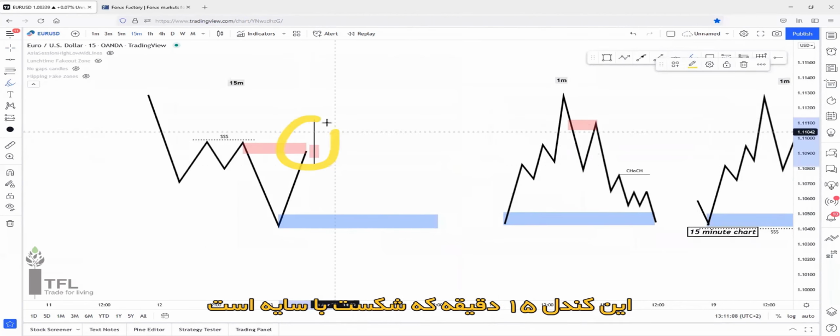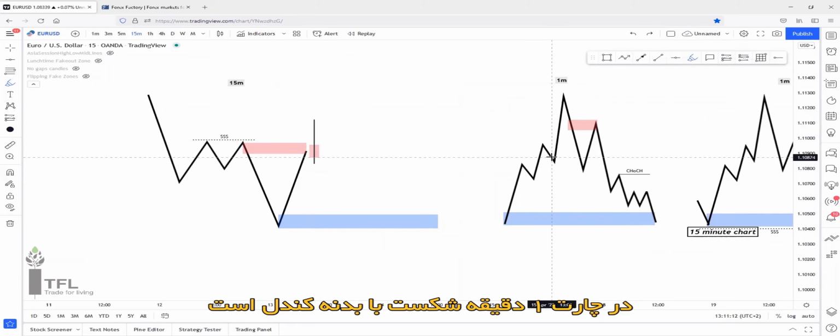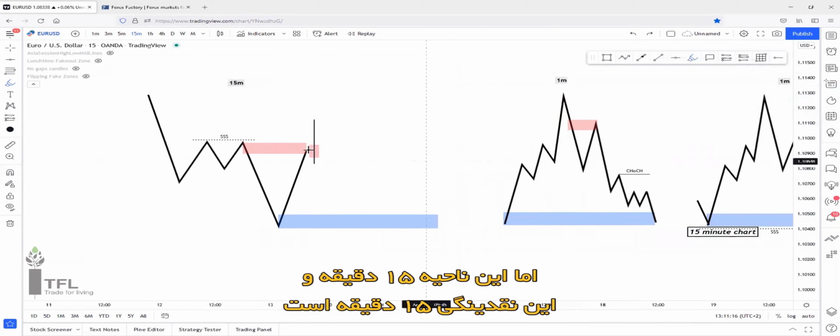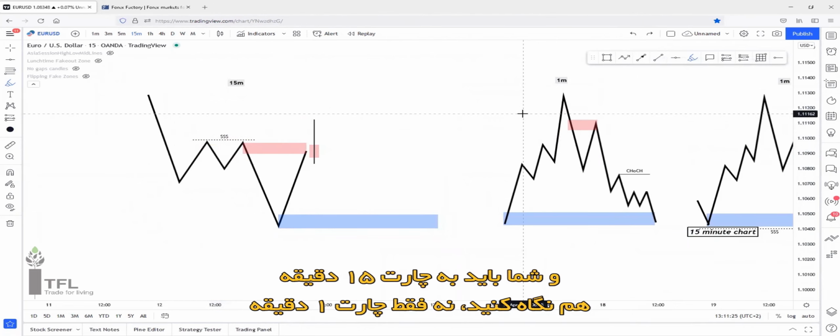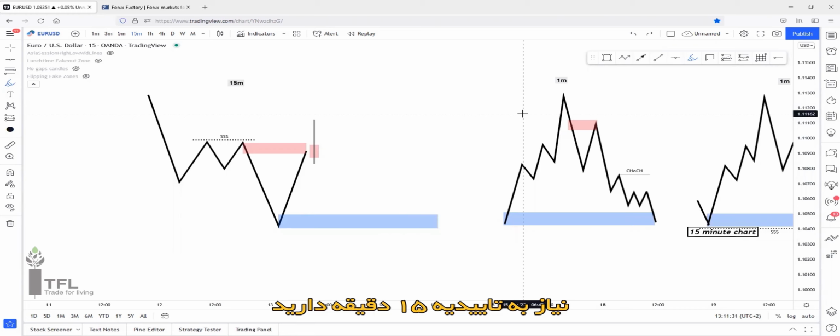So this 15-minute candle, which is just a weak break, will look like an actual body break on the 1 minute chart. But since this is a 15-minute zone and this is a 15-minute liquidity, you have to take a look at the 15-minute chart and not just at the 1 minute chart. Because if it's a 15-minute zone and a 15-minute liquidity, you'll need a confirmation on the 15-minute chart.